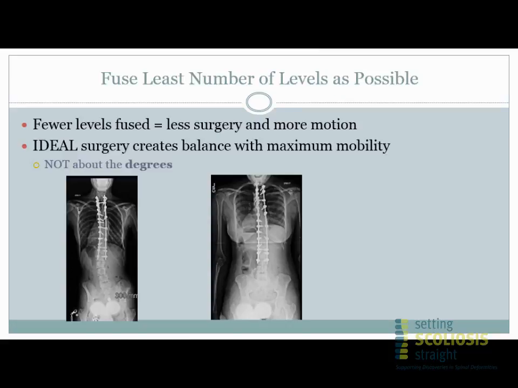We like to ideally fuse as low as we have to get balance, but we still want to leave some mobility, and that's an important idea.